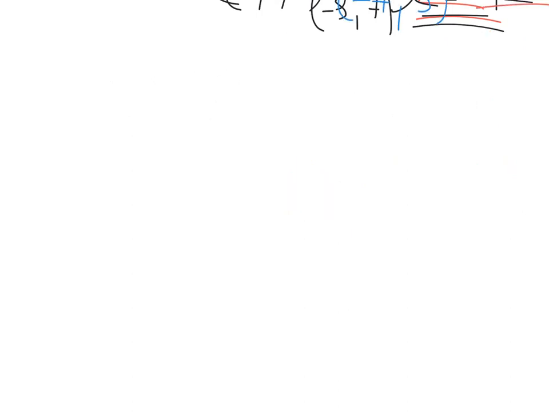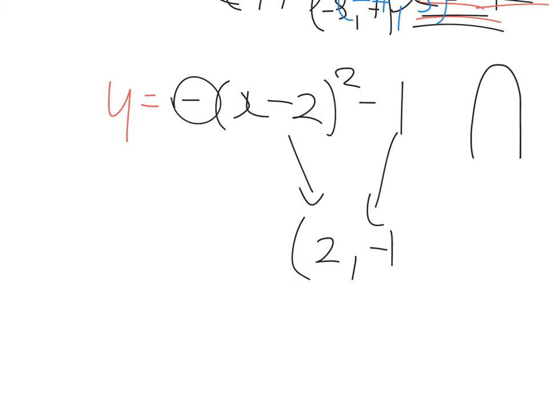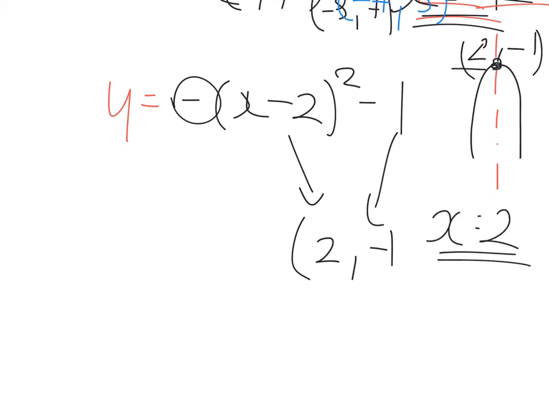Okay, let's try one more. y equals minus (x minus 2) all squared minus 1. So the minus here, if I open that up, that gives me an inverted parabola. Turning point: change the sign of that, don't change the sign of that, (2, -1). The axis of symmetry is the vertical line there, and that's x equals, check your x coordinate, x equals 2 is your equation of the axis of symmetry.